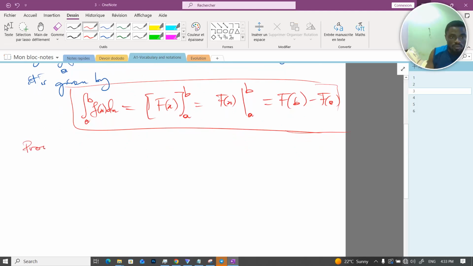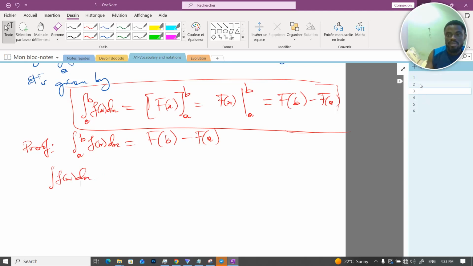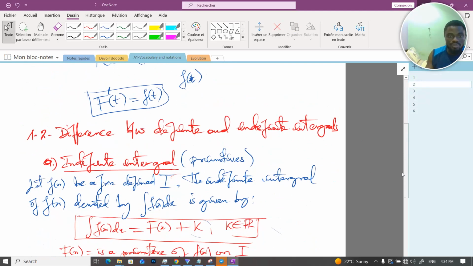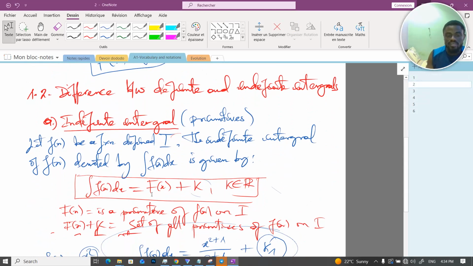Donc, proof. On doit prouver que l'integral from a to b of f of x dx is simply equals to capital F of b minus F of a. On sait que l'intégral, déjà, essayons d'abord de calculer le primitif de f of x dx. Tu vois un peu. Si tu te rappelles bien dans la vidéo précédente, on sait que le primitif of f of x dx, c'est simplement égal à quoi? F of x plus le constant k.